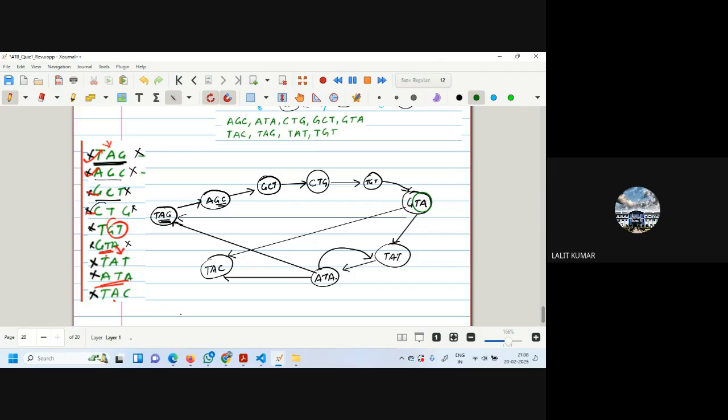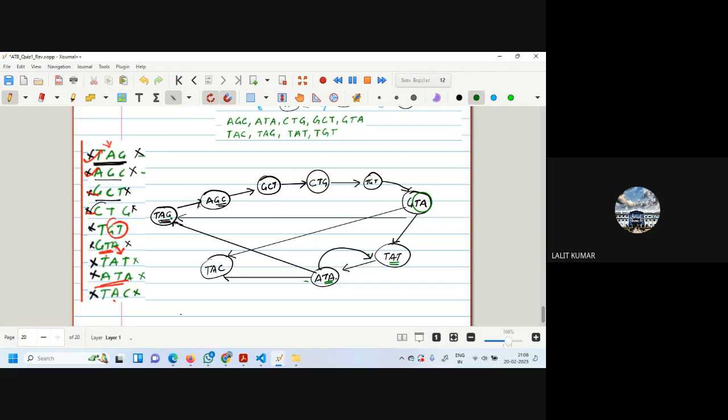Now, similarly, when I come to TAT, I can go to ATA, nowhere else. And from ATA, again, I can go to TA. So here again, TA is here. I can go to TAG, I can go to TAC. Is that okay? Yes. So I've done TAT, I've done ATA, and I have come to TAC, and TAC is the endpoint. So this is my graph.